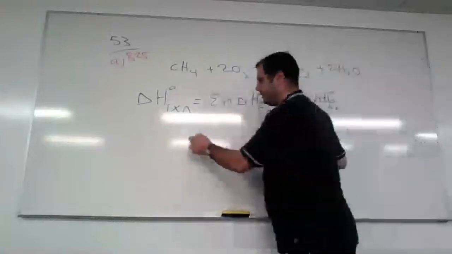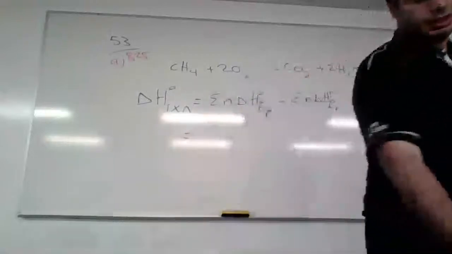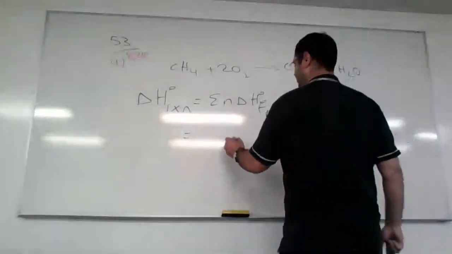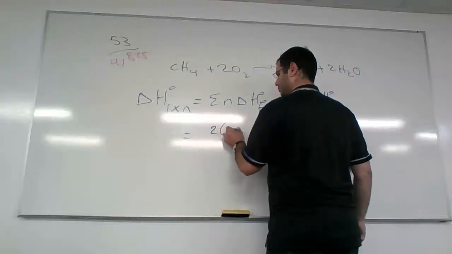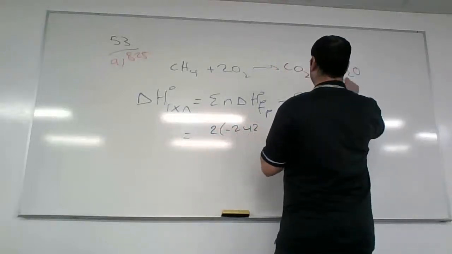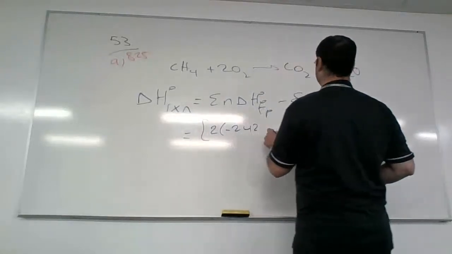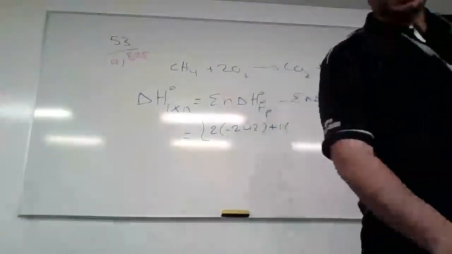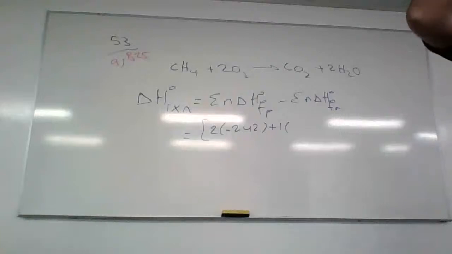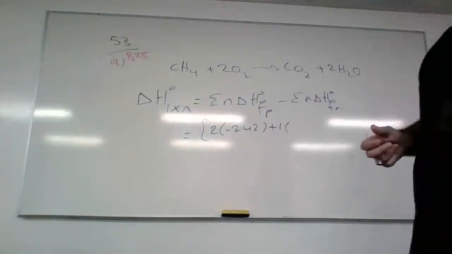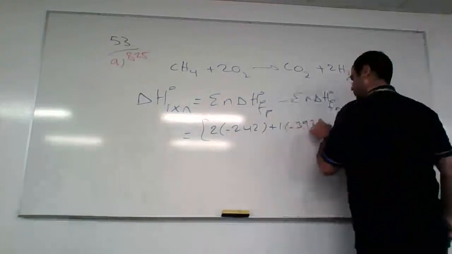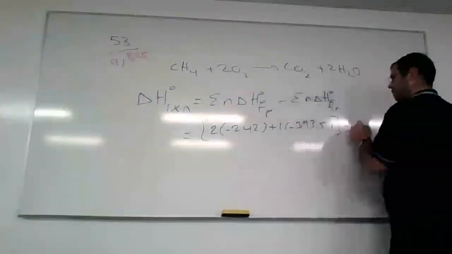So what do you do now, Shabab? You can apply the numbers now. 2 times minus 242, that's for water, plus 1 times the other one, which is minus 393.5, for CO2.